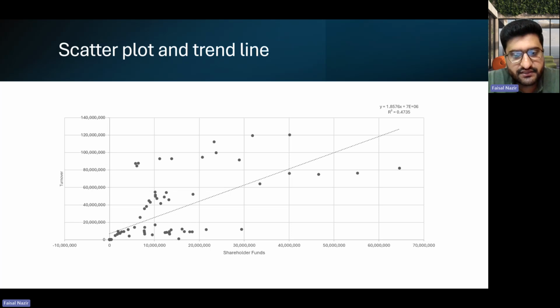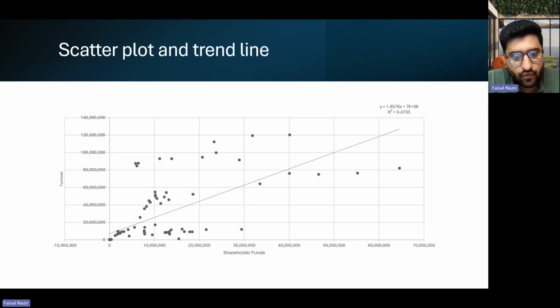The trend line equation is turnover equals 1.8576 multiplied by shareholders fund plus an intercept, which indicates that for every one unit increase in shareholders fund, turnover increases by approximately 1.86 units, showing a positive correlation between the two. The intercept suggests that even when shareholder funds are zero, turnover could start around this value.